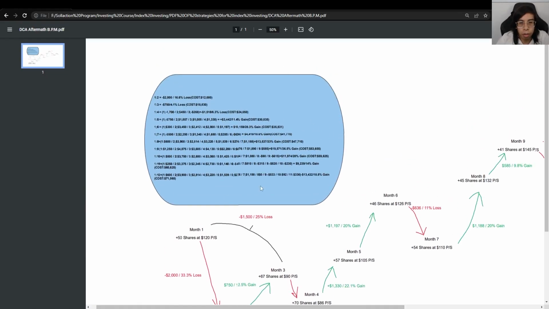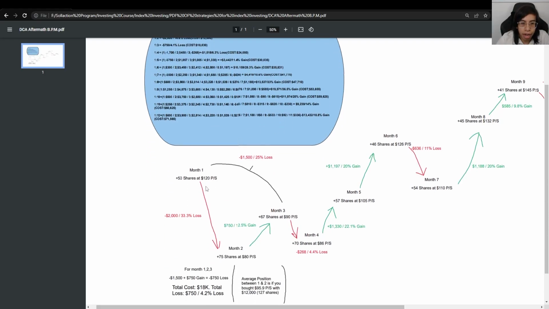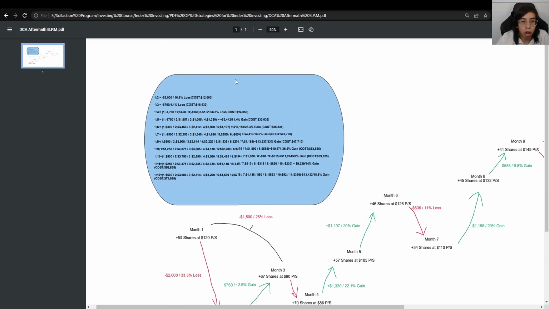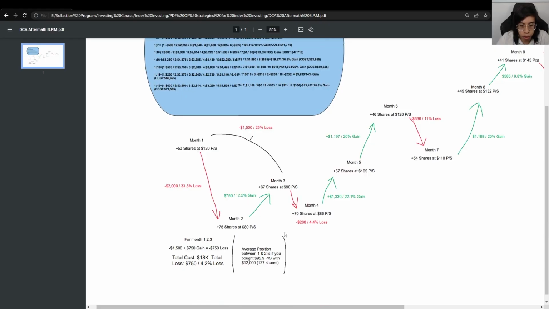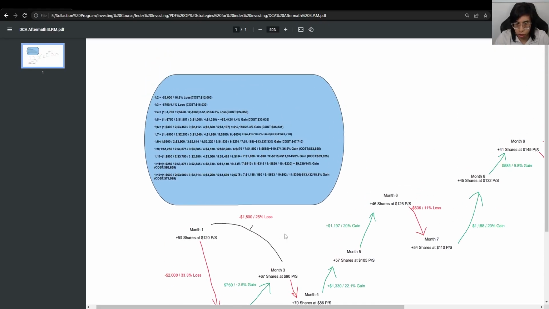So this bubble I have here doesn't represent the gain per month, but the gains on every position you had. That's why it's called an average position. And I'll explain exactly why it's an average, so you can understand the concept of it. We know from 1 to 2, you're losing 16%, because 2,000 of 12,000, that's only 16%. So it's like a 16% loss, right?